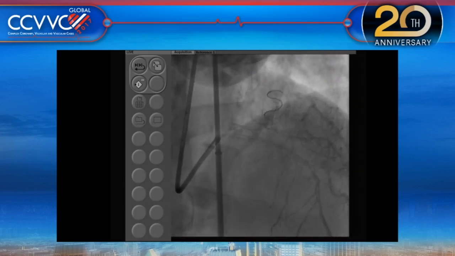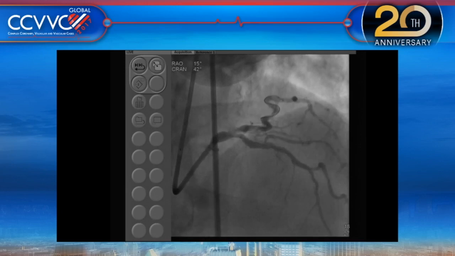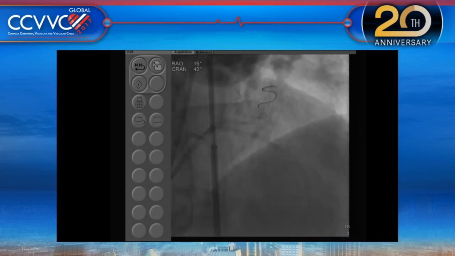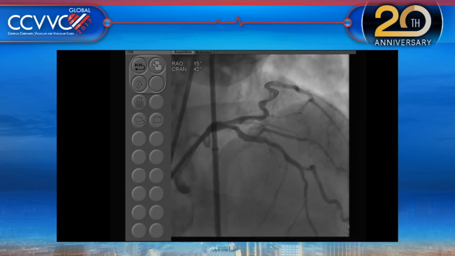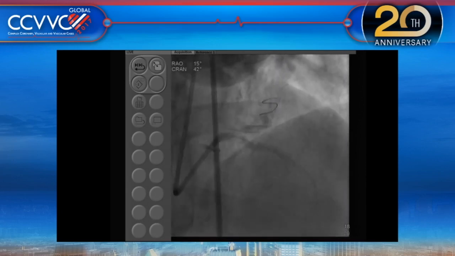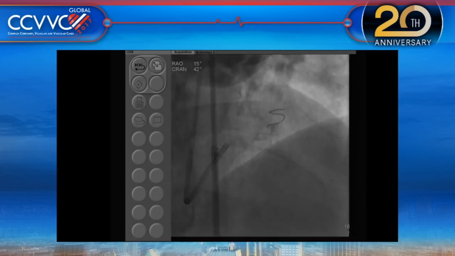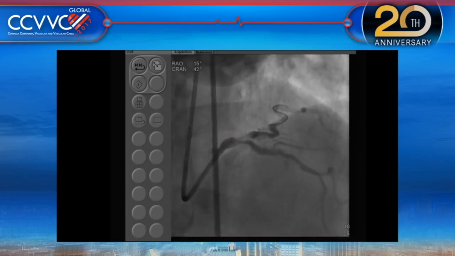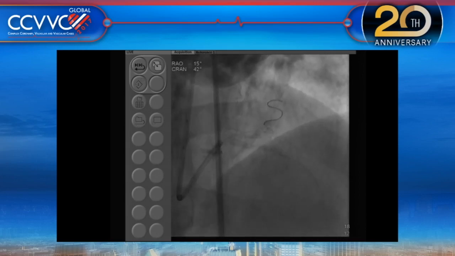Carlo DeMario gave us a beautiful talk on IFR. Do you ever use that? Would you ever use that in this LAD, Dr. Sharma? Yes, we could use IFR for the LAD. But you have to open the left main first.